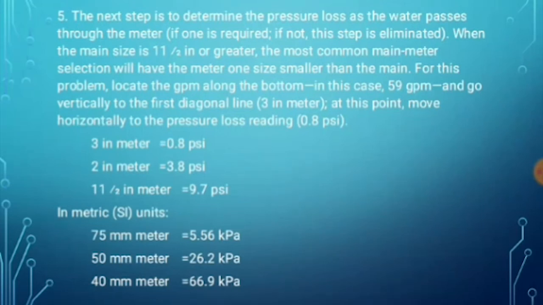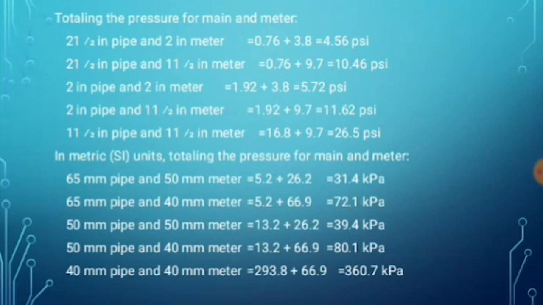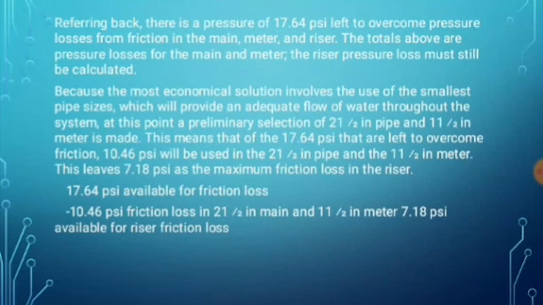This is the reading. Totaling the pressure for main and meter, just add the two readings. In metric SI, totaling the pressure for the main and meter, add again. Referring back, there is a pressure of 17.64 psi left to overcome the pressure loss from friction in the main, meter, and riser. The total above is the pressure loss for the main and the meter. The riser pressure loss must still be calculated.